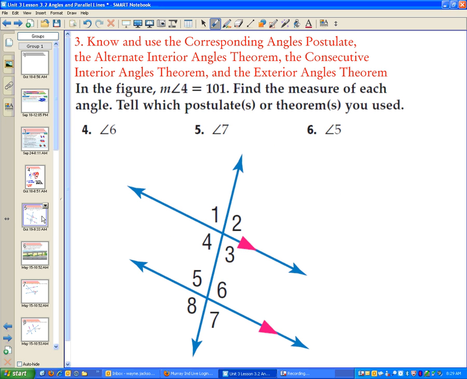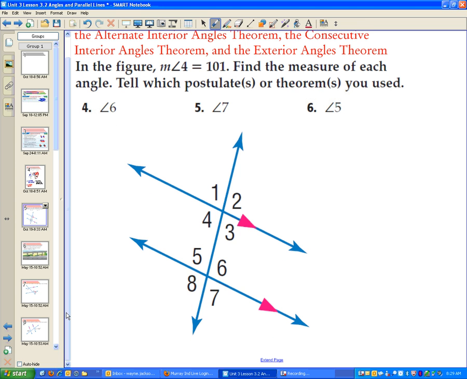In the next set of problems, this time they say in the figure, the measure of angle 4 equals 101. Find the measure of each angle. Tell which postulates or theorems you used. So, go ahead. Do 4, 5, and 6.